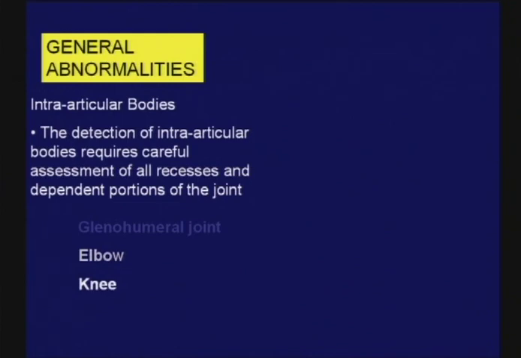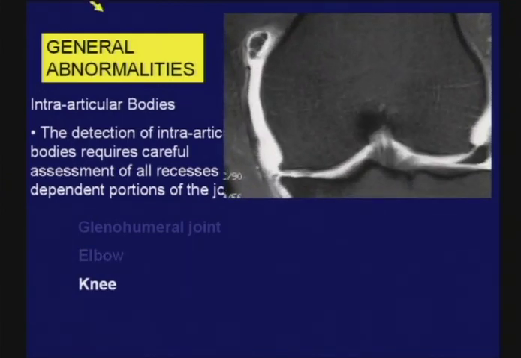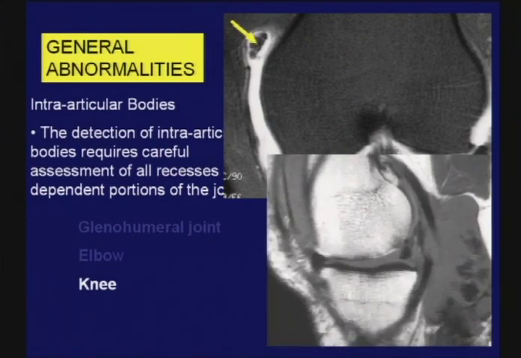In the knee, we have to search far and wide because of the large joint. These bodies can lodge in distant recesses, as shown here, in a superomedial aspect of the knee. And indeed, as you know, they may migrate from the joint proper into a popliteal cyst.